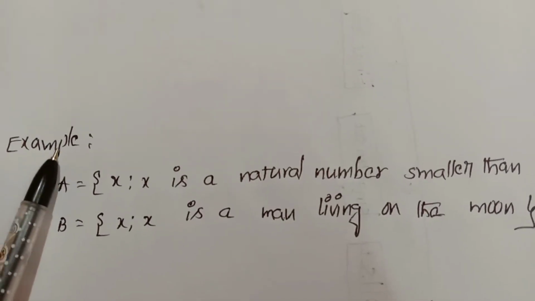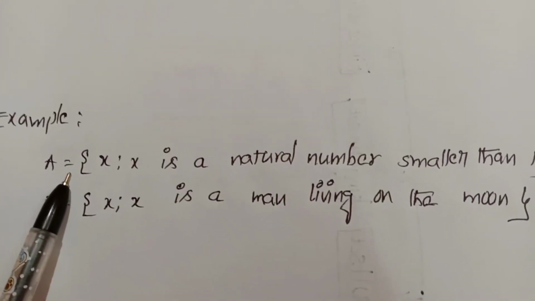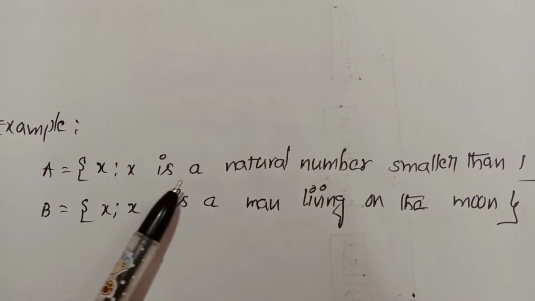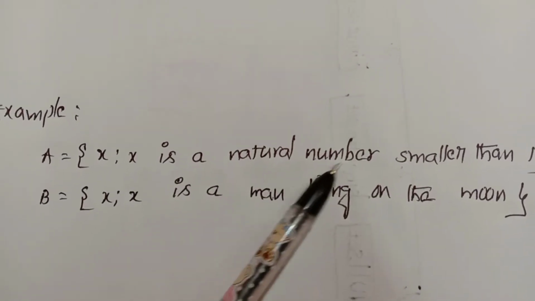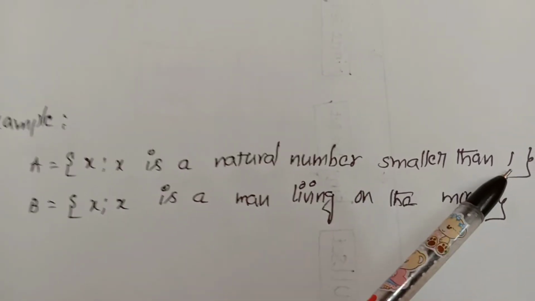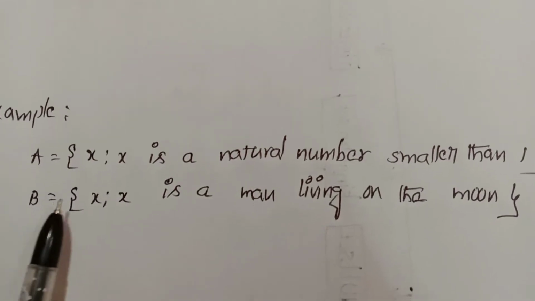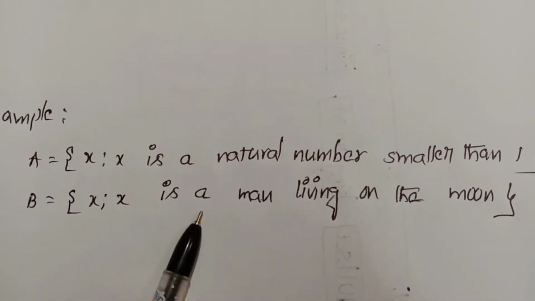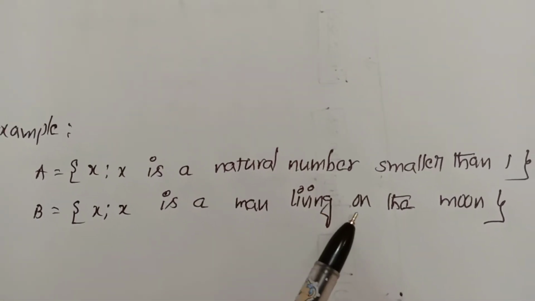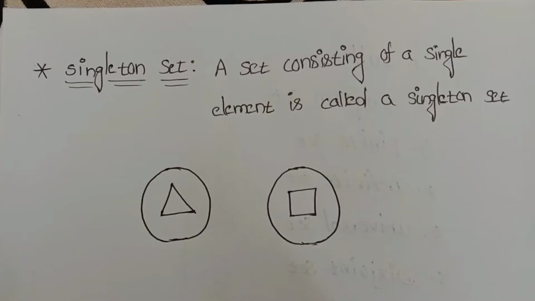Examples of empty set: A is equal to {x : x is a natural number smaller than 1}. B is equal to {x : x is a man living on the moon}.